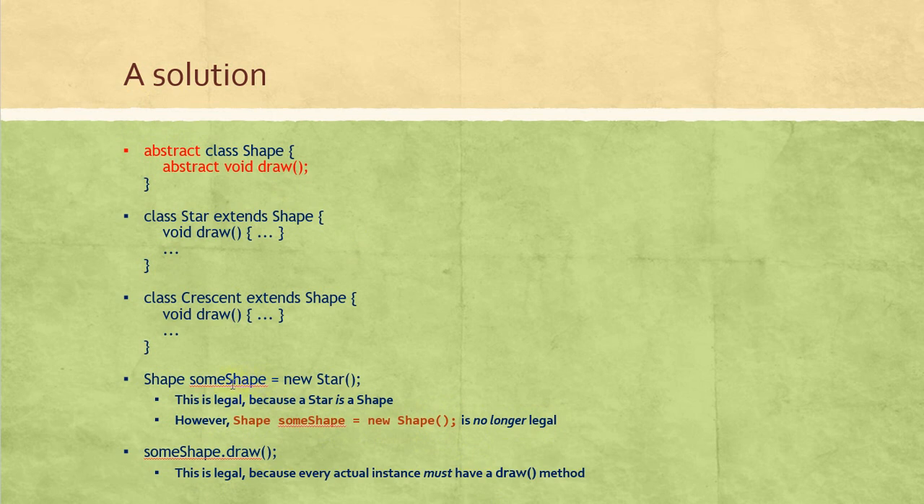But this is the legal procedure. Through the parent object, we are calling draw. We are sure this is legal because every actual instance must have a draw method. Instance means the child classes. The child classes have to redefine the abstract method in their functionalities. So in the next lecture, we'll discuss the abstract methods in detail.